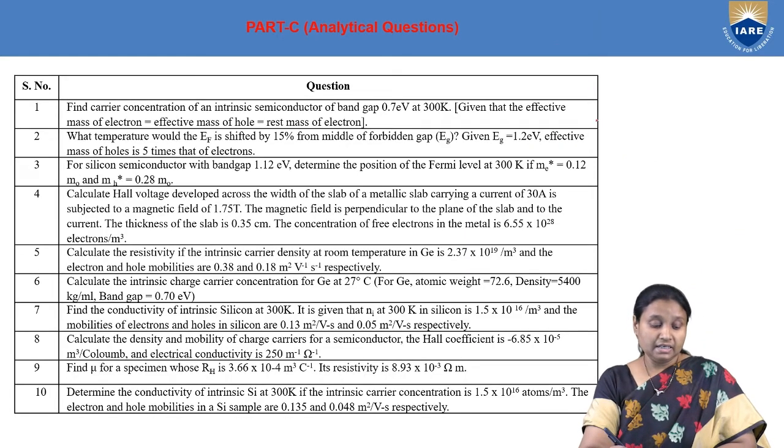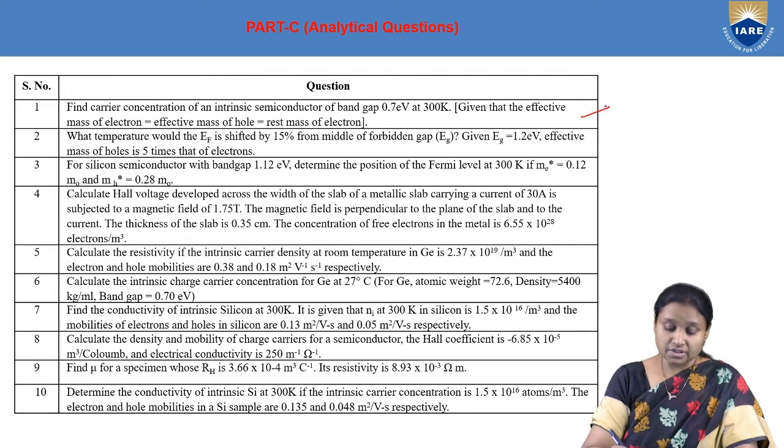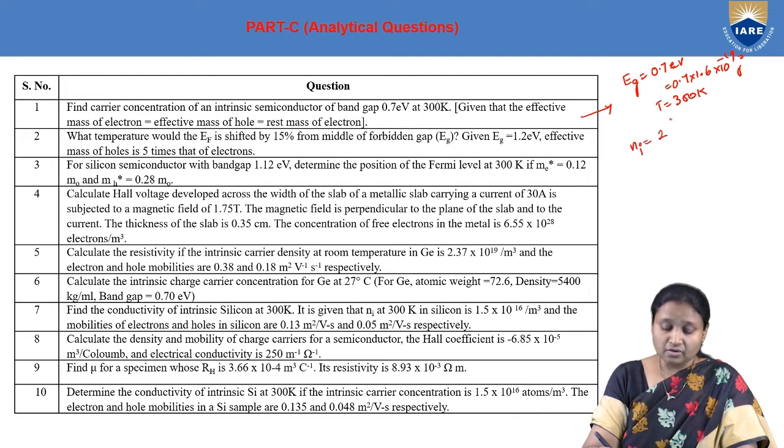Then coming to part C, analytical question: find carrier concentration. So in this case, we were given the band gap, and because it is given in electron volts, we'll convert it into joules. We were given the temperature and we are supposed to find carrier concentration. We know the formula for carrier concentration: 2 into (2 pi kT by h square) whole to the power of 3 by 2, (me star mh star) whole to the power of 3 by 4, exponential of minus Eg by 2 kT.